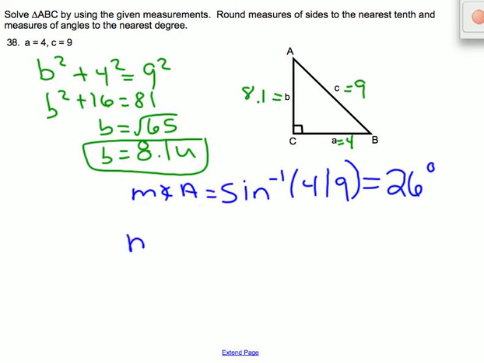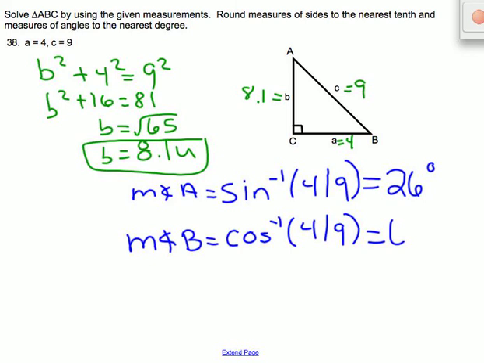Measure of angle B is found by doing the same thing. I'm going to use the 4, which is adjacent to B, the 9, which is the hypotenuse, so this time I'm going to use my inverse cosine of 4 divided by 9, and when I simplify that up, I come up with 64 degrees. Always make sure your angles add up to 180. Now that's not the only way. You could have taken 180 minus your 90 minus your 26 and got the 64.